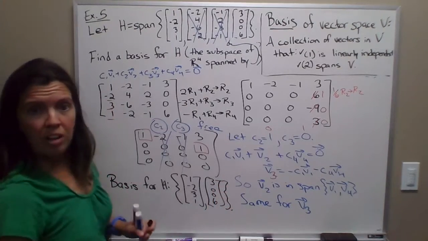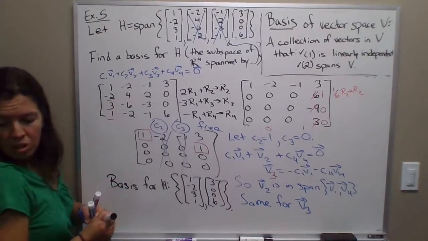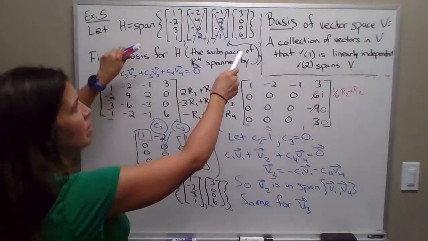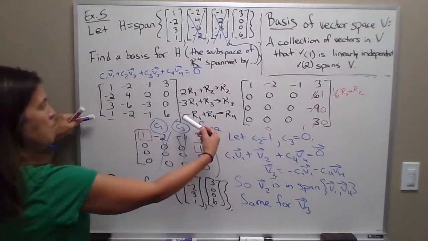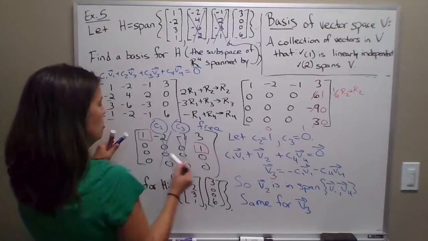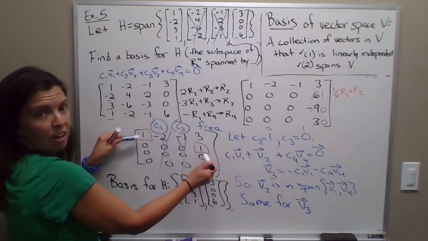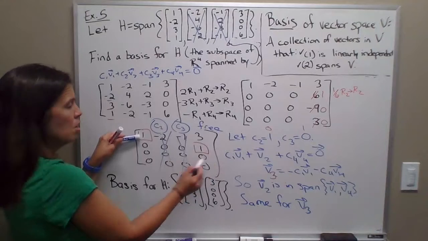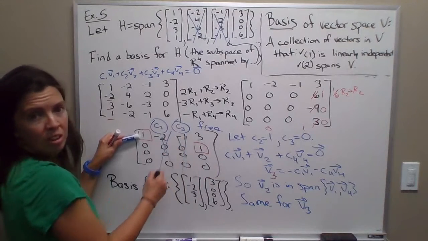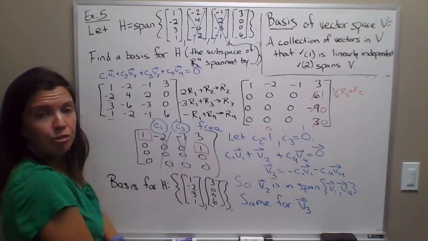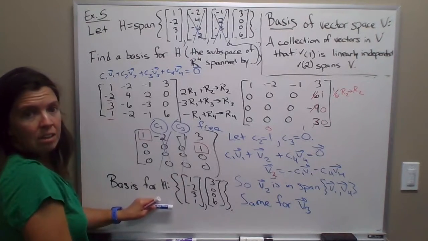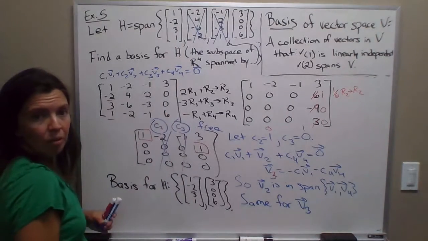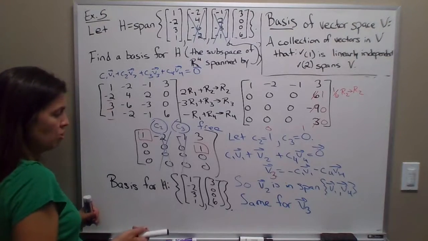And the overall process for finding a basis for a vector space spanned by a collection of vectors: you set up the matrix and row reduce, and you keep the vectors corresponding to the pivot columns. You throw out the vectors corresponding to any free variables. And that'll give you your linearly independent set that spans the original set.